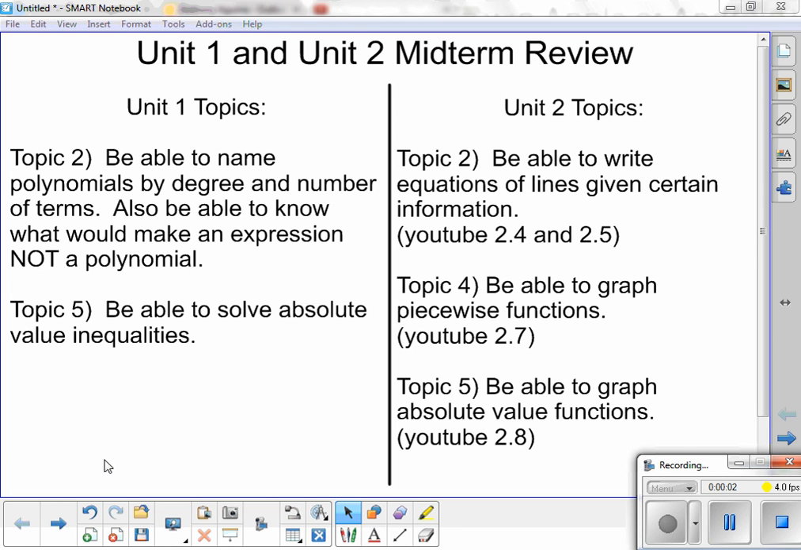All right, so here are your Unit 1 and Unit 2 midterm review topics that both the classes voted on. Unit 1 topics that you chose were Topic 2 and Topic 5. Unit 2 topics were Topic 2, 4, and 5. So this is a mixture between Period 4 and Period 5 classes.